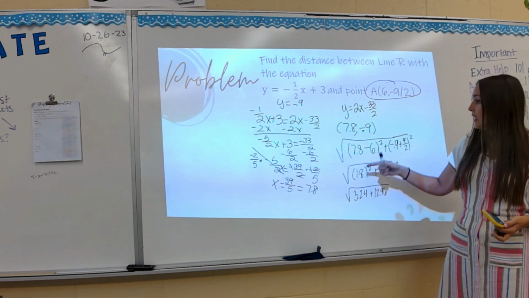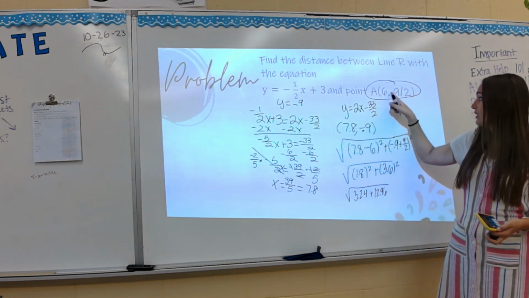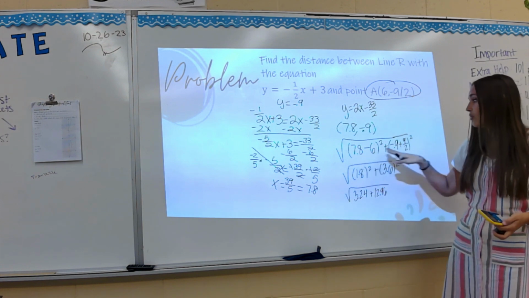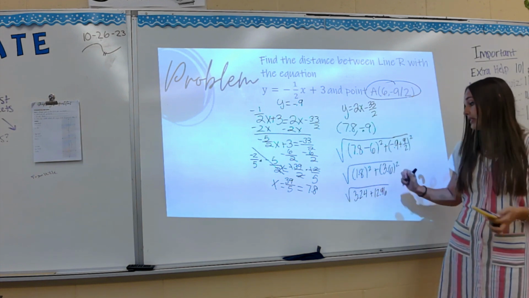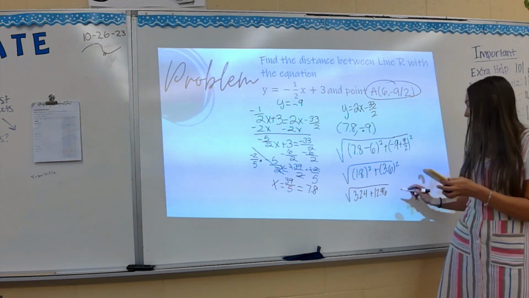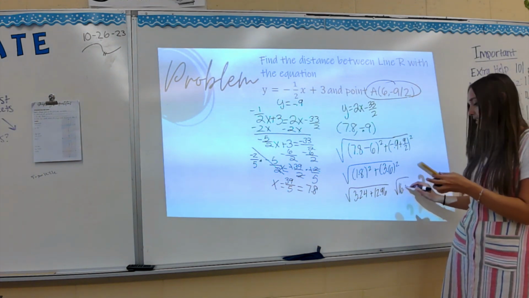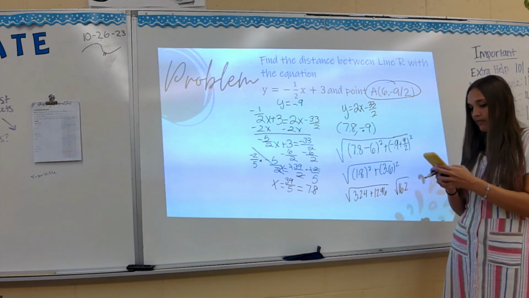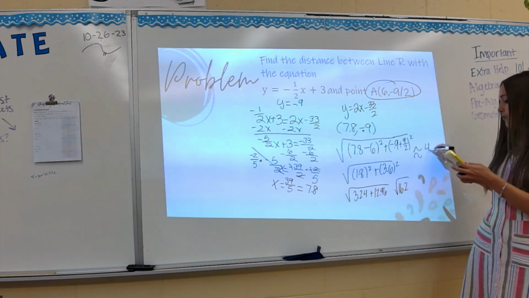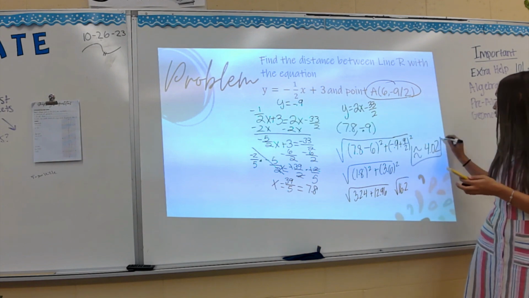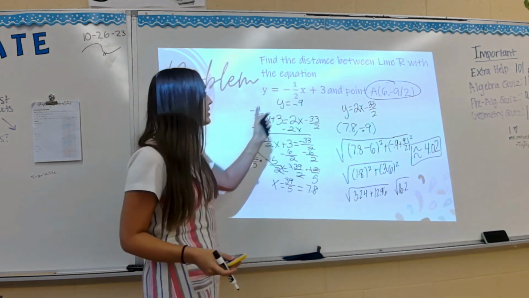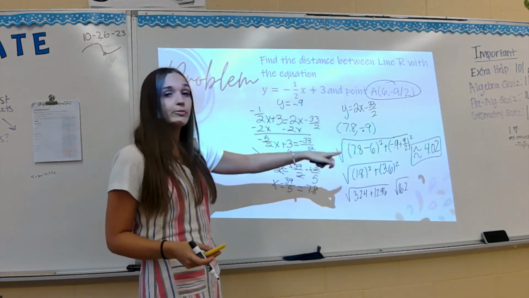Distance formula tells me to do x2 minus x1, plus y2 minus y1, each of those terms squared, and then add them together. So I'm going to add my two final answers there, and I get the square root of 16.2. And if I square root that, that's approximately 4.02. So the distance between my line and that point is going to be approximately 4.02.